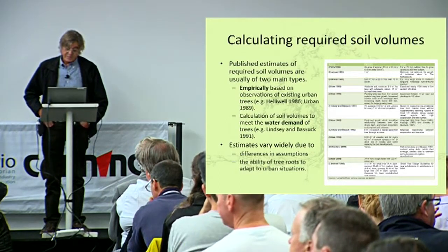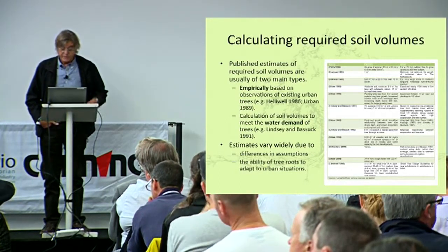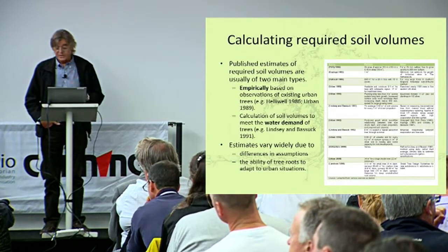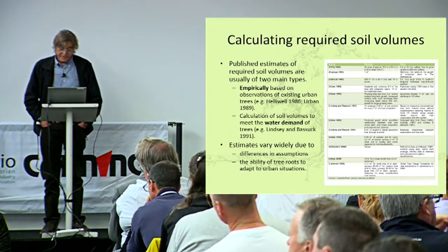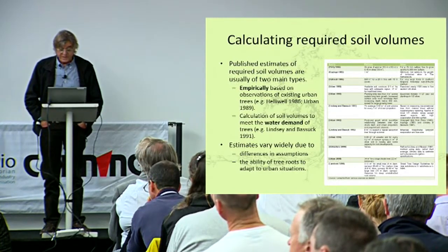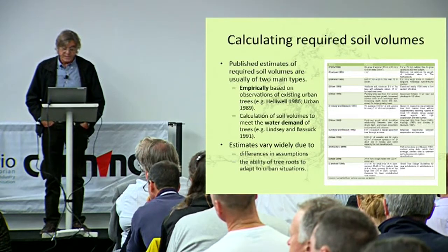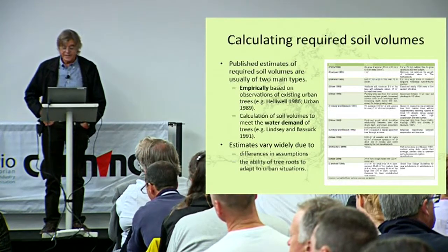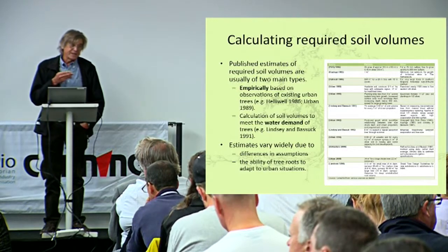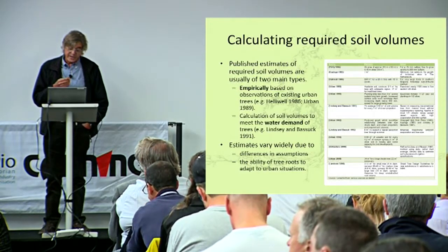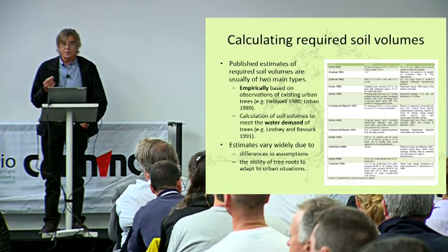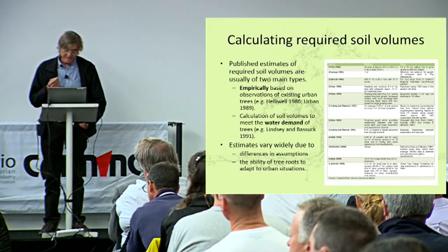As somebody mentioned before, there is information on calculating soil volumes. In my thesis, I summarised a lot of the research on that topic. So I won't go into detail, but there are 2 main approaches. One is empirically based observations, where people are looking at existing trees, how big they are and how much soil they occupy. And the other is, as Andy mentioned, calculating soil volumes based on the water demand of trees. So a tree needs a certain volume of soil to provide it with a certain amount of water.